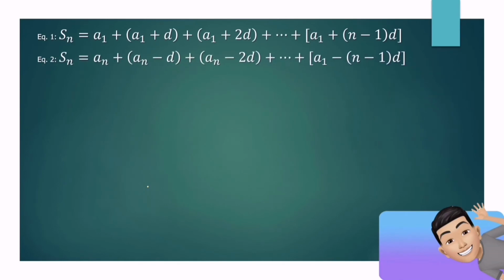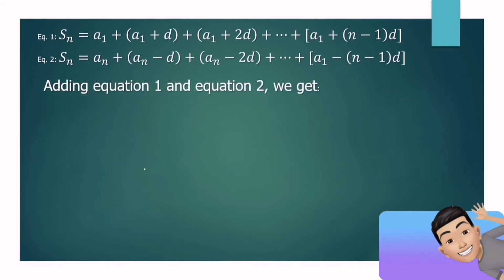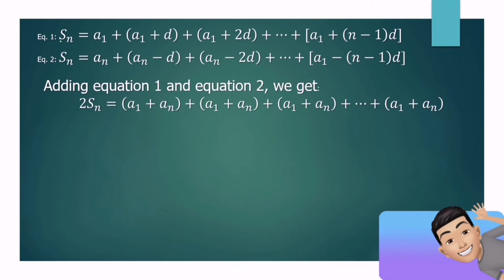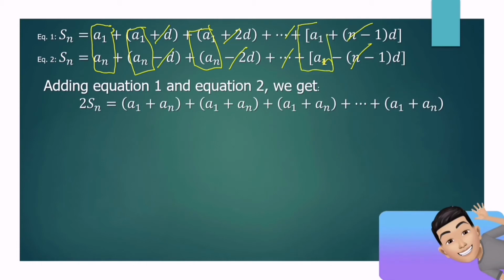Kaya, with regards to those equations, proceed tayo. Anong pwede natin gawin sa dalawang equation na yan? Let's try to add those two equations, and the result will be twice the S sub n, which is equals to, kung mapapansin nyo, dahil addition yung ginawa natin, yung plus d and minus d maka-cancel out, plus 2d and minus 2d cancel out, and so on and so forth. Correction, and this is a sub n. Mapapansin natin, ang natira na lang ay a sub 1 plus a sub n, a sub 1 plus a sub n, a sub 1 plus a sub n.